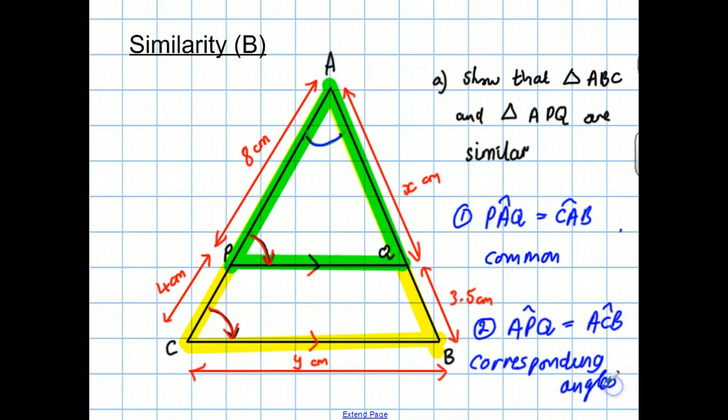Now, to prove two triangles are similar, we only have to prove that just two of the angles are the same, because obviously if two of them are the same, then the third one, because they add up to 180, must be the same as well.